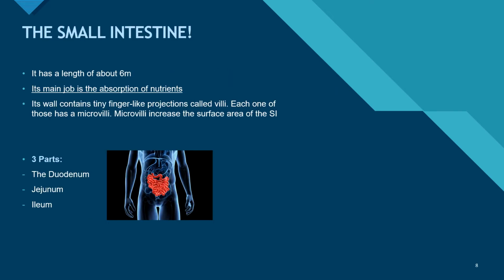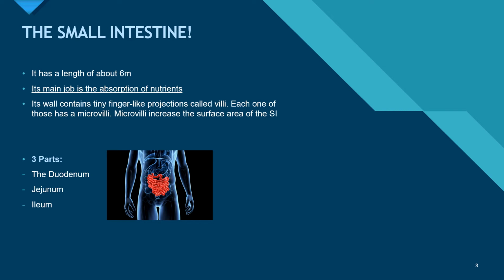So now that we know most of the stuff about the stomach, the next place the food travels to is the small intestine. The small intestine has a length of about 6 meters, and its main job is to absorb nutrients. Its walls contain tiny finger-like projections called villi. Each one of those villi has even tinier ones called microvilli, and microvilli increase the surface area of the small intestine, just like the rugae from the stomach increase it, and this helps with more absorption of nutrients.